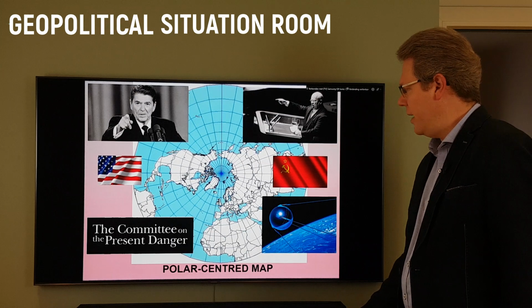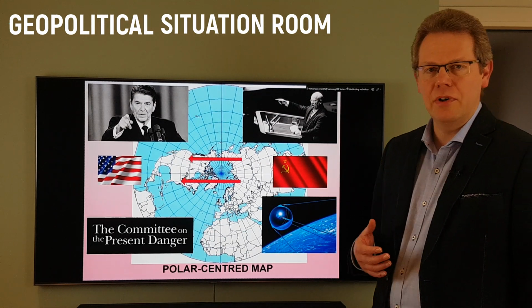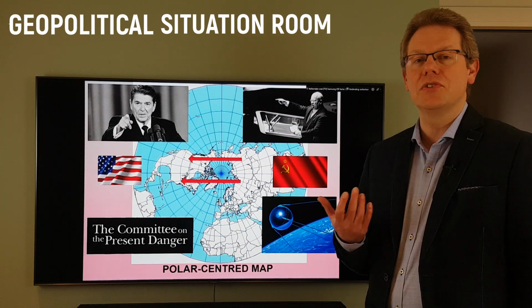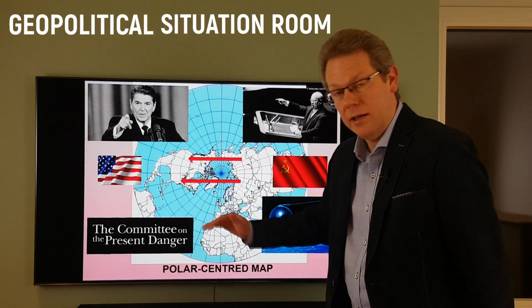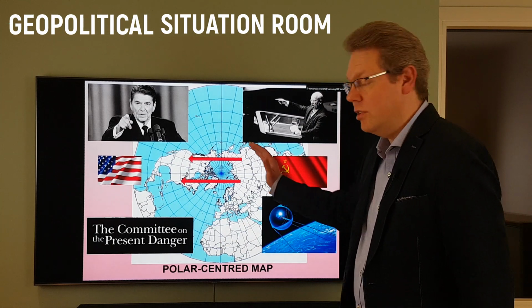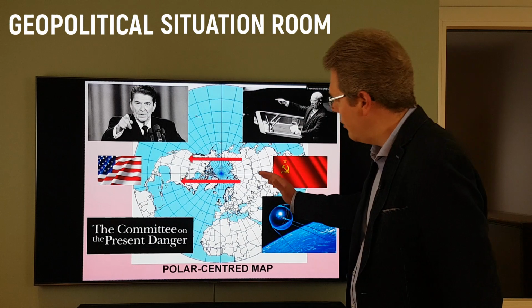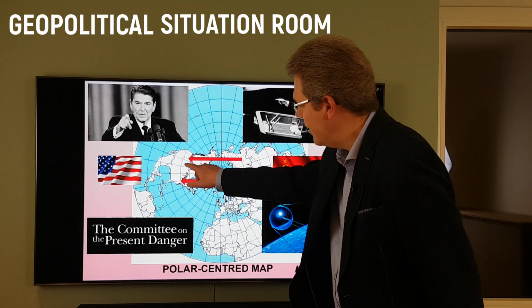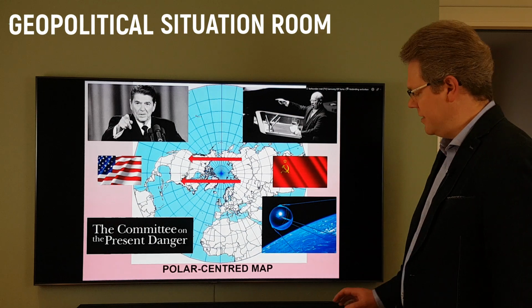And this Committee on the Present Danger was actually using these polar-centered maps to suggest that the Soviet Union and that the danger emanating from the Soviet Union was much closer to the United States than one normally would expect. Of course, at that time, the Soviet Union was already developing intercontinental ballistic missiles, and these missiles would pass over the North Pole in a hypothetical scenario, over the North Pole, over Canada, and then reach their potential targets in the United States.